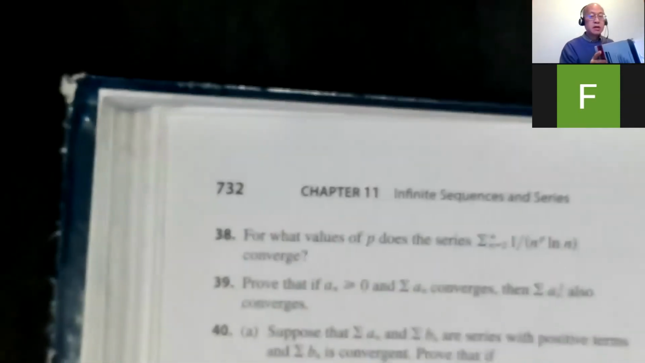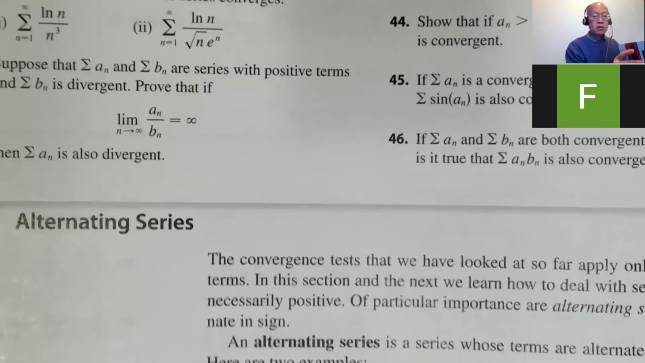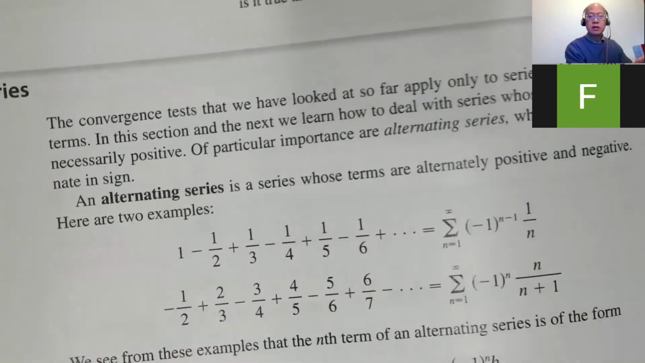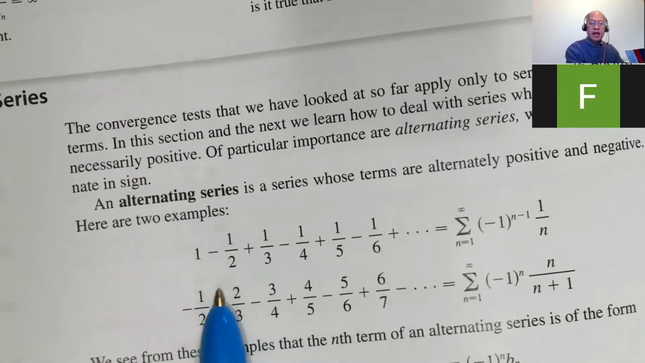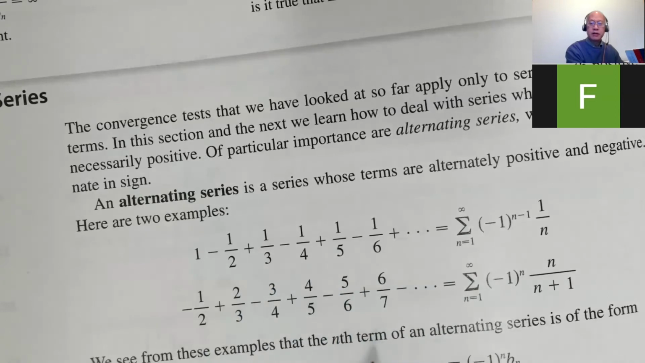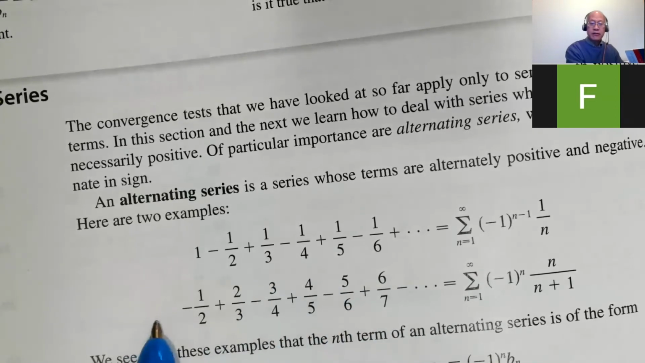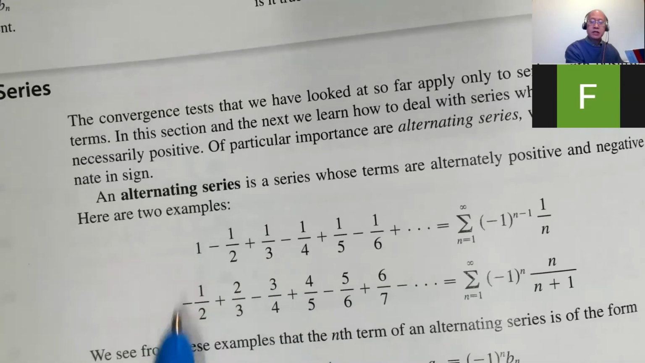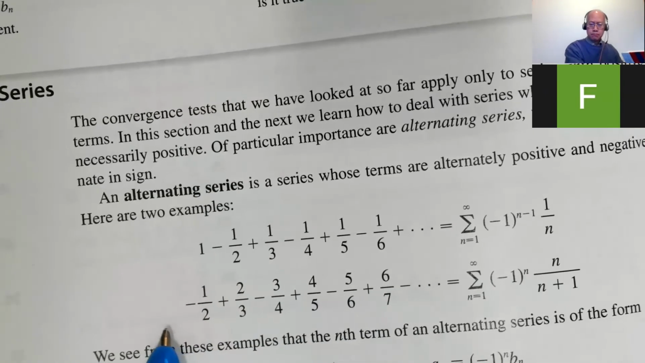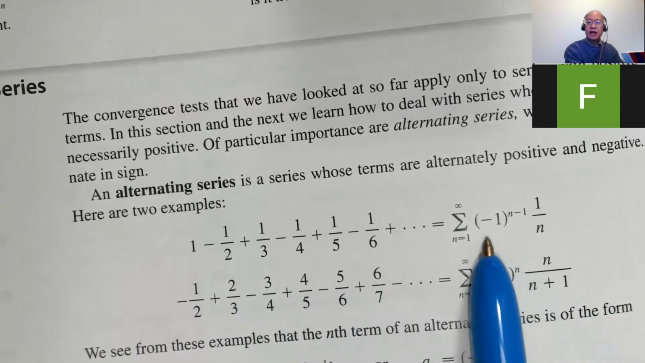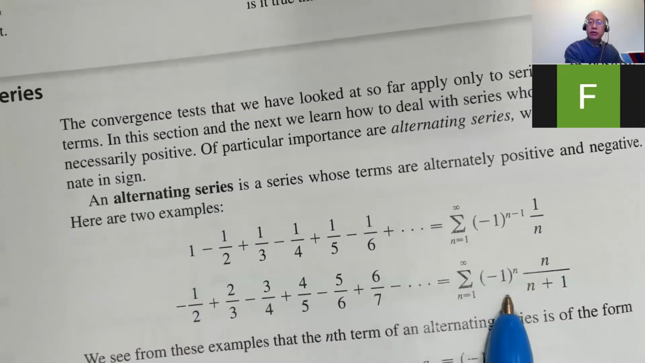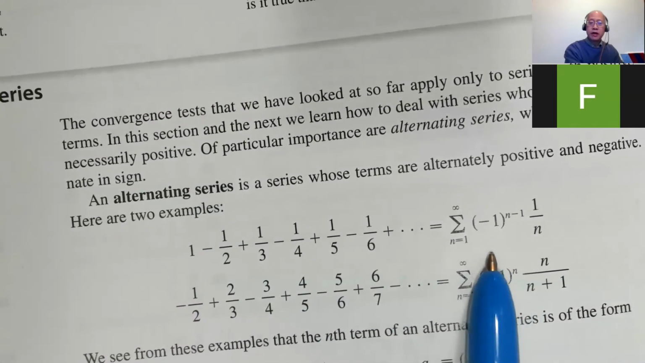So alternating series on page 732. We've already talked before about the concept of an alternating series. Okay. Alternates positive and negative. 1 minus a half plus a third minus a fourth, and so on, right? Negative a half plus 2/3 minus 3/4, and so on. Okay. So you could start with either a positive or a negative. And a common way to tell you have an alternating series is when you have -1 to an exponent. That's not the only way to do it, but that's a major way.